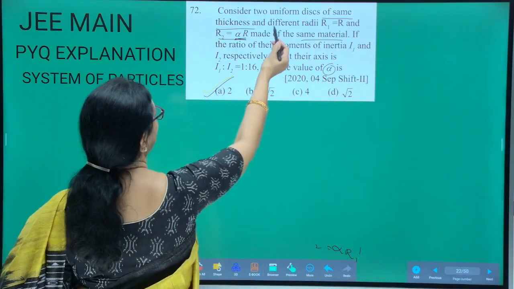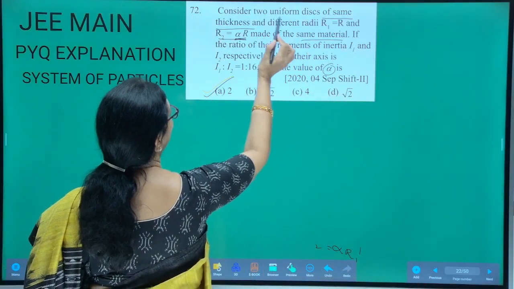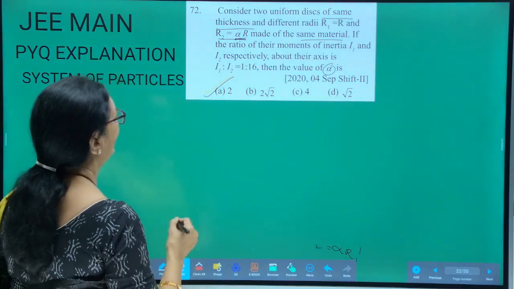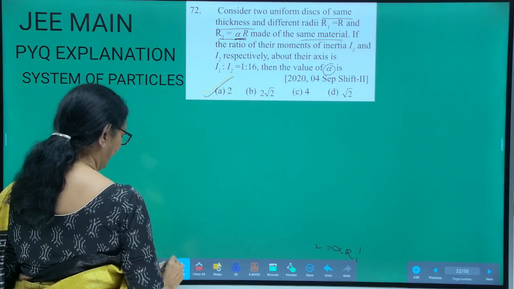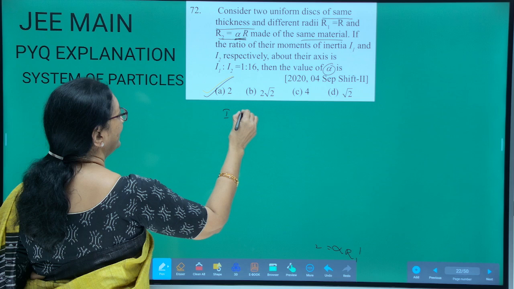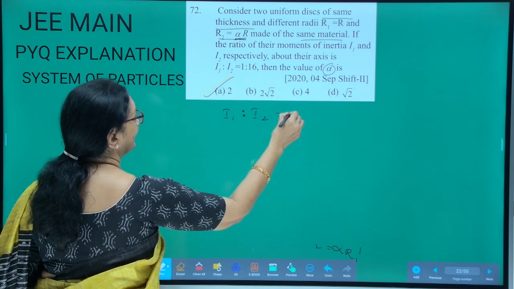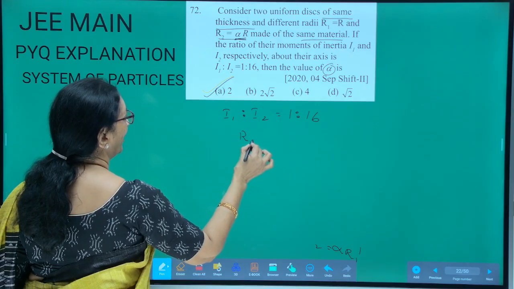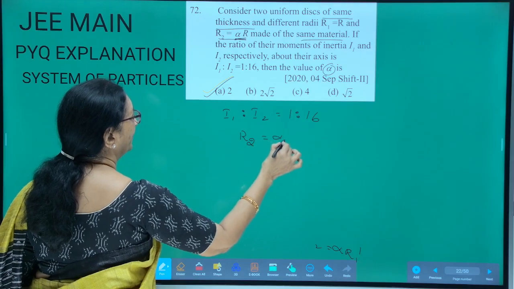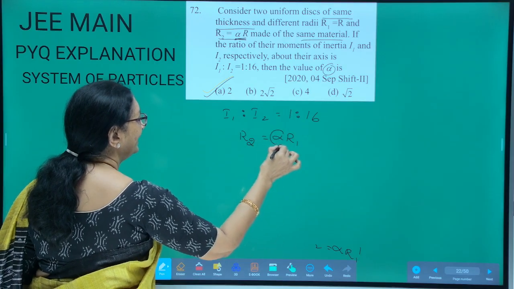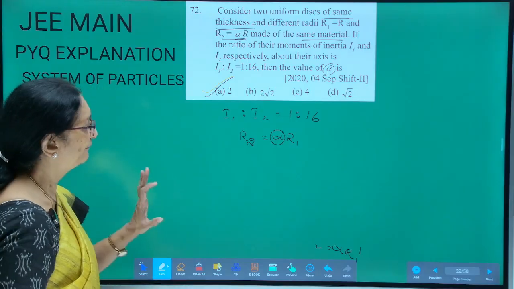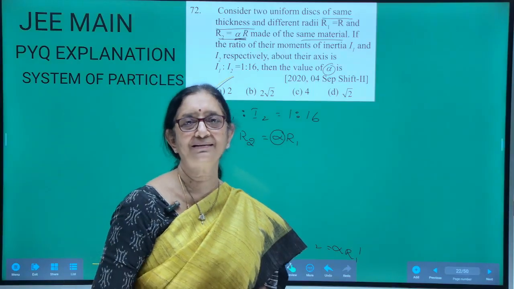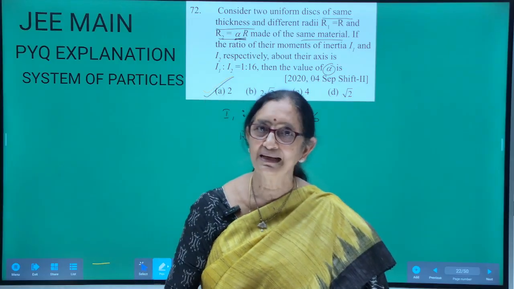Consider two uniform discs of the same thickness, different radii and the same material. The ratio of their moments of inertia is given as I1 is to I2 is equal to 1 is to 16, and it is mentioned in the problem that R2 is equal to alpha R1. We need to find the value of alpha. First of all, for a disc, what is the natural axis? If the axis is not mentioned, we just take it as the natural axis.